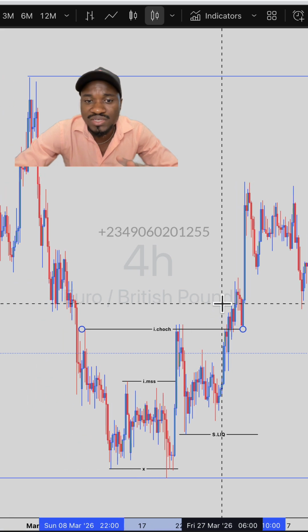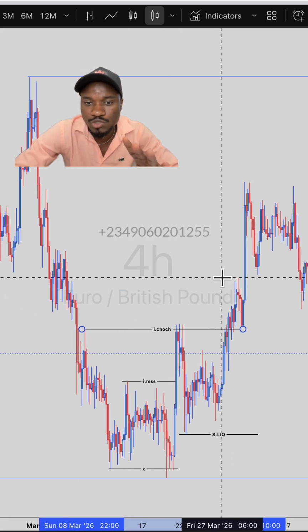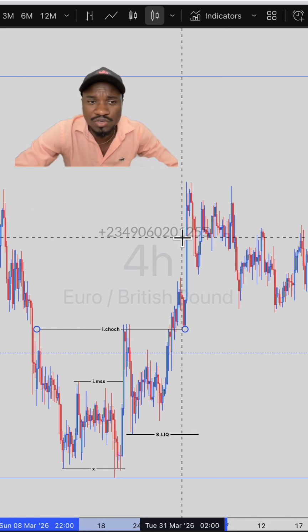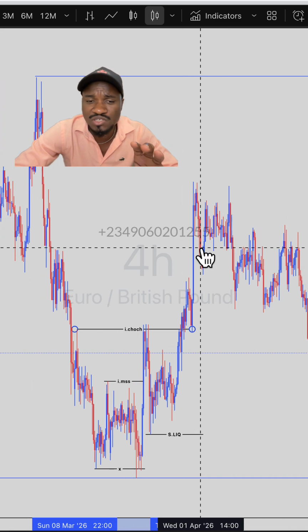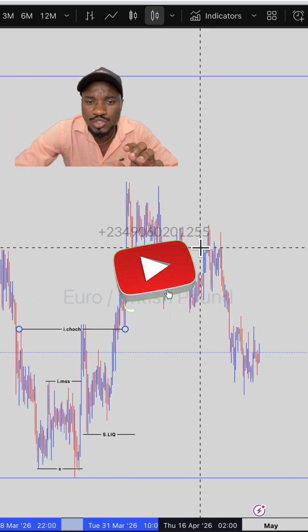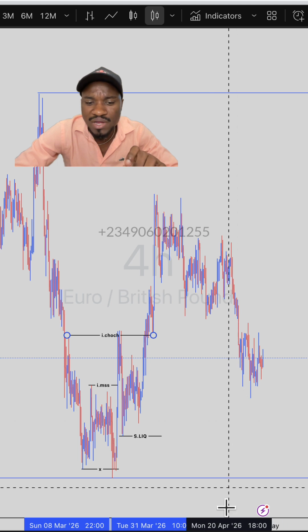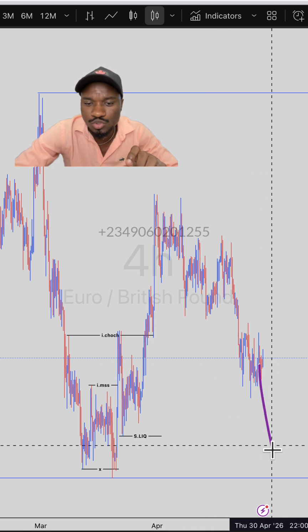Now we can see price has changed from the downtrend into a bullish market structure. So we don't want to enter right here. You don't want to jump in right here. If you are jumping right here, you are buying at an expensive price level. Now what you want to do is patiently wait, as a disciplined trader, to allow the market to do what? To push back into this structural liquidity.